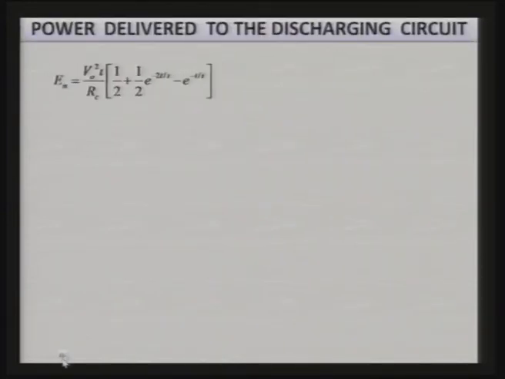E n is equal to V 0 square tau over R c multiplied by 1 by 2 plus 1 by 2 e raised to power minus 2 t over tau minus e raised to power minus t over tau. With the help of this particular equation, you can calculate what is the energy supplied.